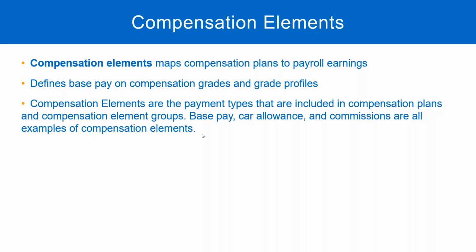So it should be: compensation elements are the payment types that are included in the compensation plans and compensation element groups. Examples of compensation elements are base pay, car allowance, and commissions. This is actually the heading under which an employee will get paid. Okay, it's a payment type.